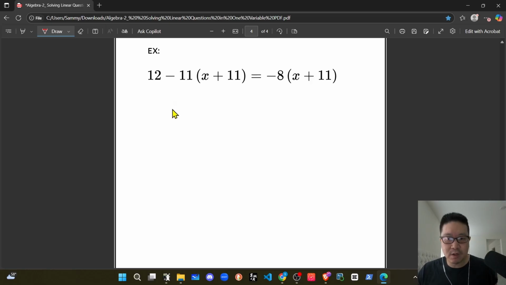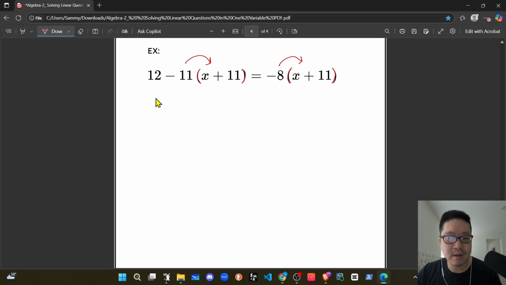Now, one important skill to have when you're solving for the unknown in a linear equation with one variable is to simplify what can be simplified before you even start solving for the unknown. So in this case, what you can see is we have a parentheses. And if you remember from Algebra 1, or pre-algebra, what you can do in this case is to distribute the -11 to each element in the parentheses to simplify. So let's go ahead and do that.